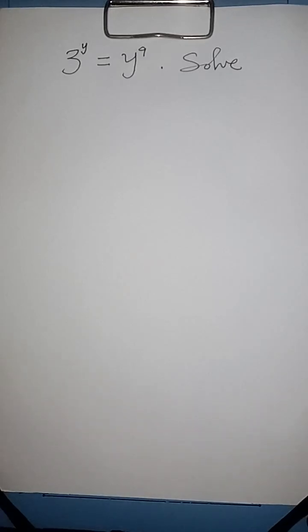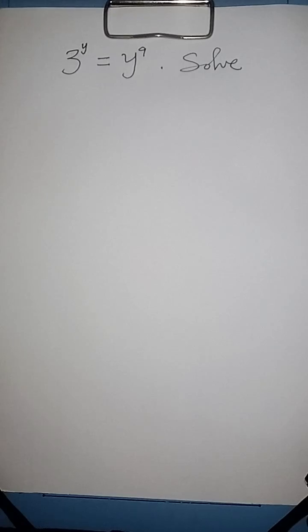This is a question involving equations involving indices. Some persons find it difficult to find the solution to this question or to understand how to solve equations involving indices. Now this question is peculiar because it says 3 raised to power y is equal to y raised to power 9. So here, at the left-hand side of the equation, you have the base 3 raised to power y. At the right-hand side of the equation, you have the base y raised to power 9.